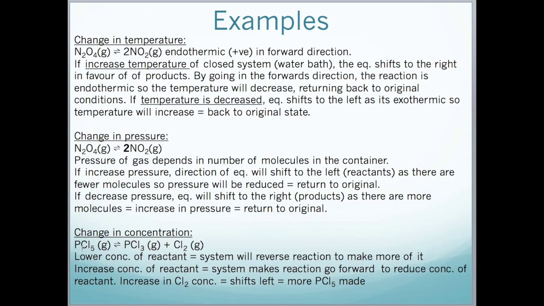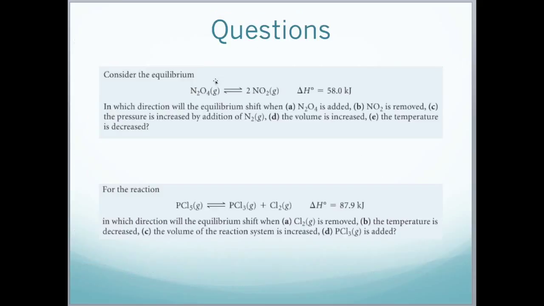In this reaction we have PCl5 gaseous going to PCl3 gaseous and chlorine gas. If we lower the concentration of the reactant, the system will reverse the reaction to make more of it. In this case, if we increase, let's say, the concentration of chlorine gas, the equilibrium will shift to the left to produce more PCl5. Let's look at some questions.